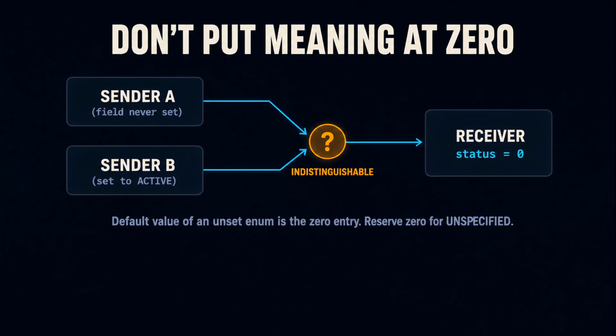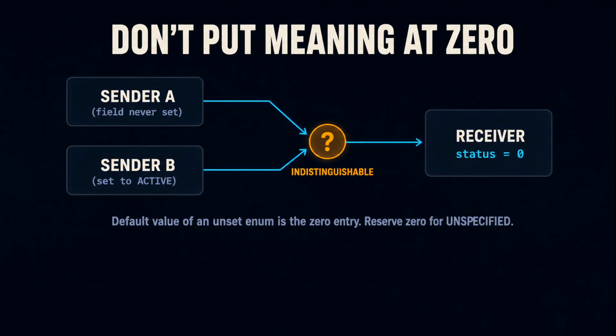In Proto3, when a field is not explicitly set, it deserializes to the 0 value. For an enum, that is whichever name you put at 0. So picture the alternative for a second. You make active the 0. A sender that explicitly sets the status to active looks identical on the wire to a sender that never set the field at all. You have erased the difference between known and unknown.